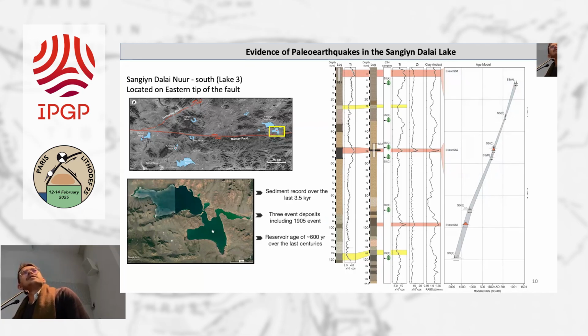If we account for this time shift, this particular event that we observed at the top indeed represents the 1905. And we have a sediment record over the last 3.5 thousand years with 3 events recognized here. So far, I have shown you different evidence of paleoturbidites. Now I would like to zoom out and summarize everything, in order to draw some conclusions.